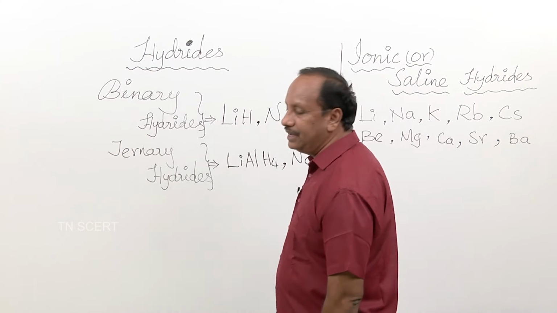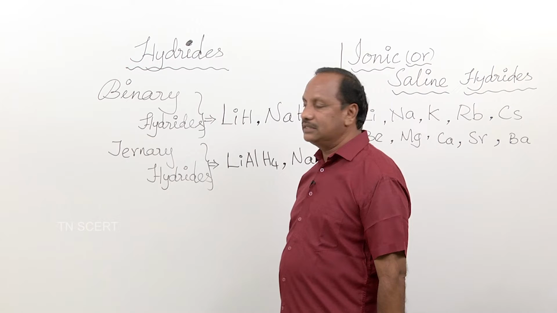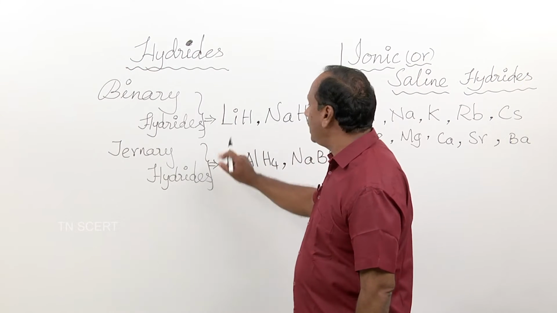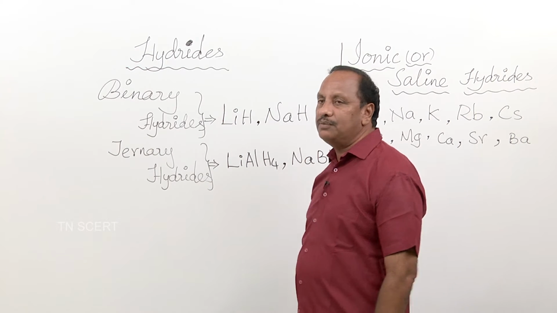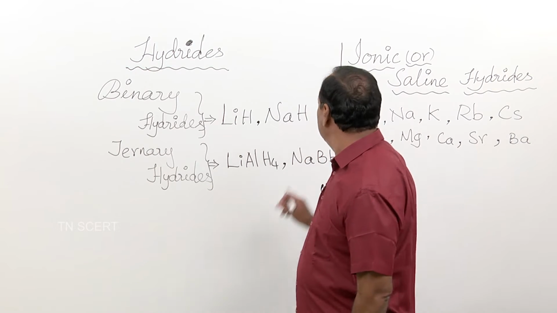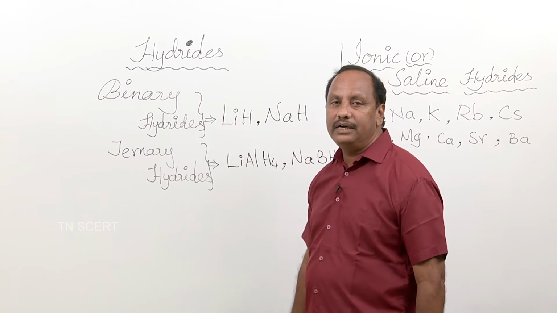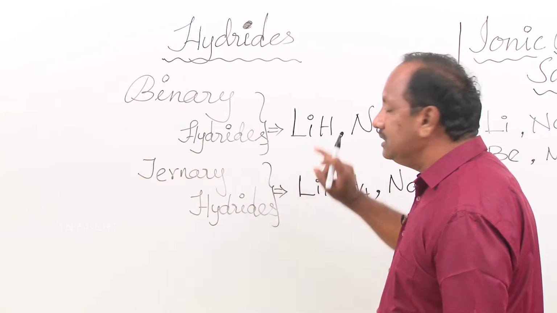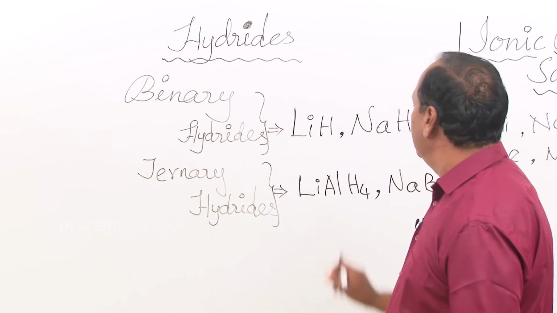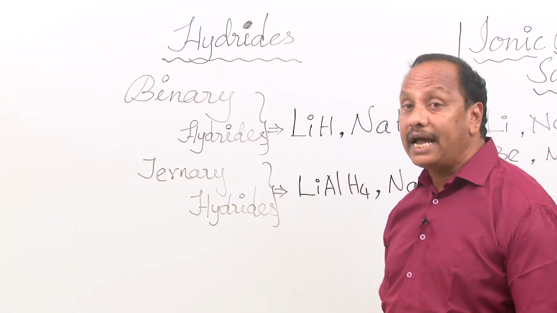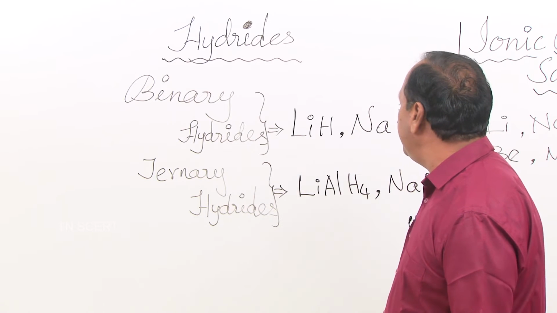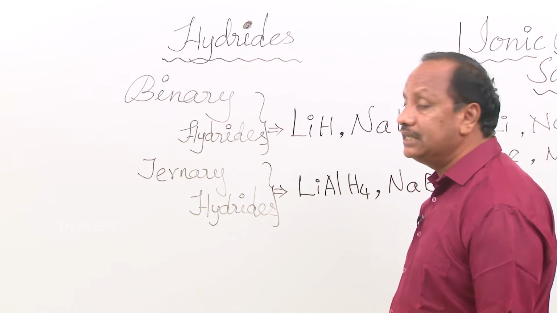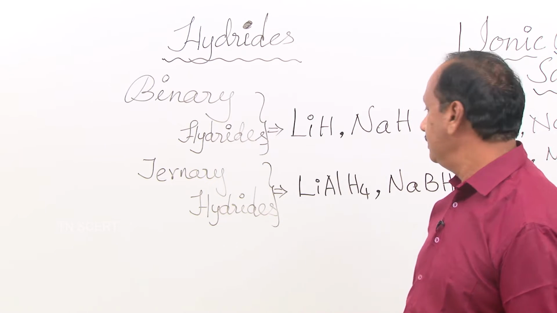What are binary hydrides? In these hydrides, hydrogen is combined with a highly electropositive element to form the hydride. What are the examples of electropositive elements? Alkali metals and alkaline earth metals. In binary hydrides, the hydrogen exists as H minus ion and the metal exists as a cation. For example, in lithium hydride, lithium exists as Li plus ion and hydrogen exists as H minus ion.